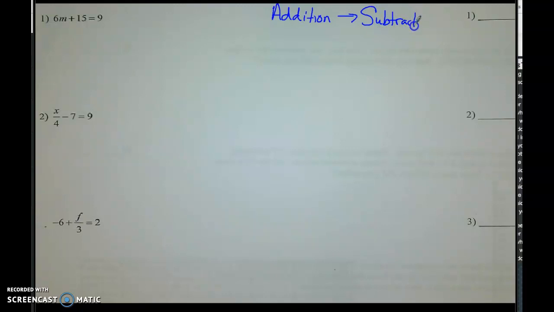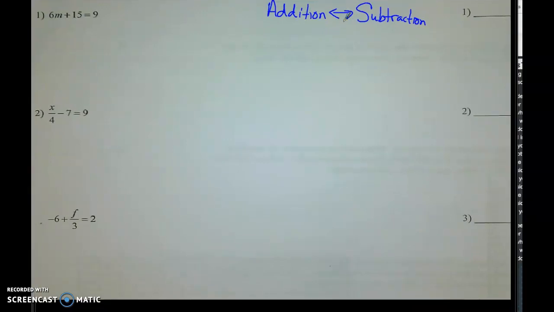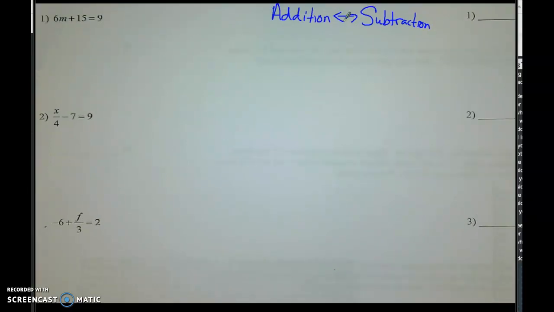And so if I see addition, I know to undo it, I need to use subtraction. Now also the opposite of subtraction is going to be addition. So that helps me undo addition and subtraction. When I talk about multiplication and I want to get rid of multiplication, the opposite, the inverse operation of multiplication is division. So to undo multiplication, I do division. To undo division, I do multiplication.